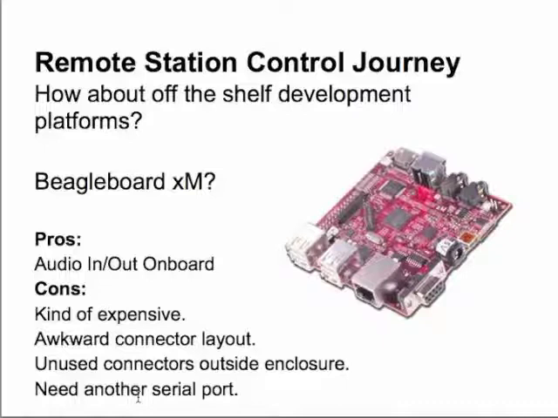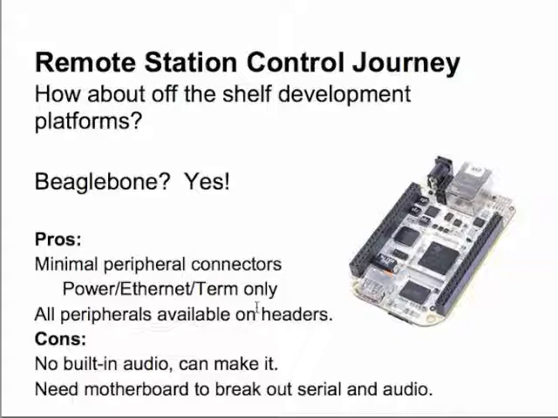So I looked at the BeagleBoard XM. It does have audio in and out on board, as you can see in the picture here. It has serial. This particular serial port is for the shell, basically the console of the Linux system. There's another serial port on one of these headers back here, so I'd have to break that out. And again, the connector layout was awkward. I didn't want connectors on the outside of the appliance that are unused, so I didn't go with this one either. And then I found the BeagleBone.